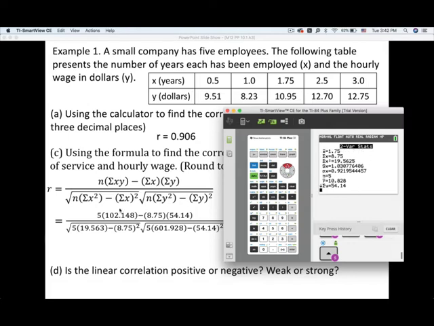Be careful for this one. This is summation X and then squared. So summation X is gonna be 8.75 and then you're gonna take the square. This is summation X squared. So you already have the summation X squared here, 19.563.